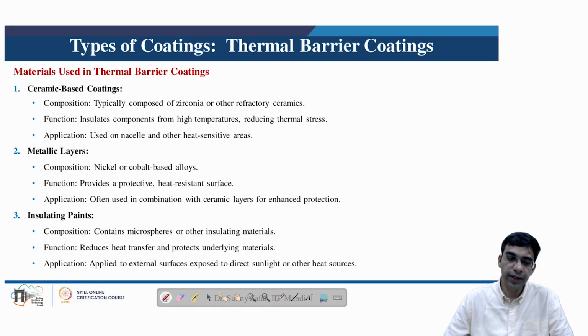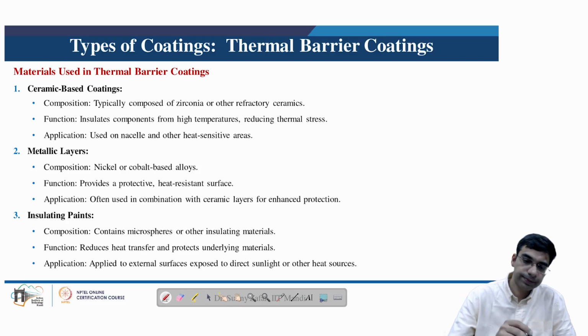Next are the insulating paints, where the composition contains microspheres of several insulating materials. The functions include reduced heat transfer, and it protects the underlying materials. The application is generally done on external surfaces exposed to direct sunlight and other heat sources.